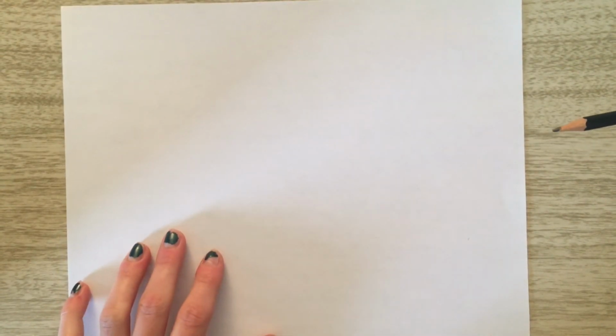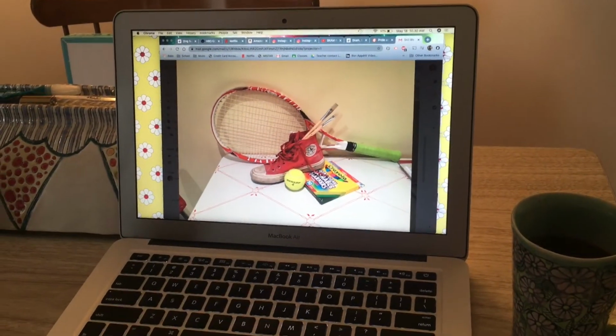So at this point, you should have already taken the picture of the objects that you chose for your still life. You're going to need to get a blank piece of paper, preferably, and you're going to need a pencil. You'll also want to have the picture to look at of your objects. I am using my computer to look at what I'm drawing. And then you're going to go ahead and start sketching out your still life on your paper.